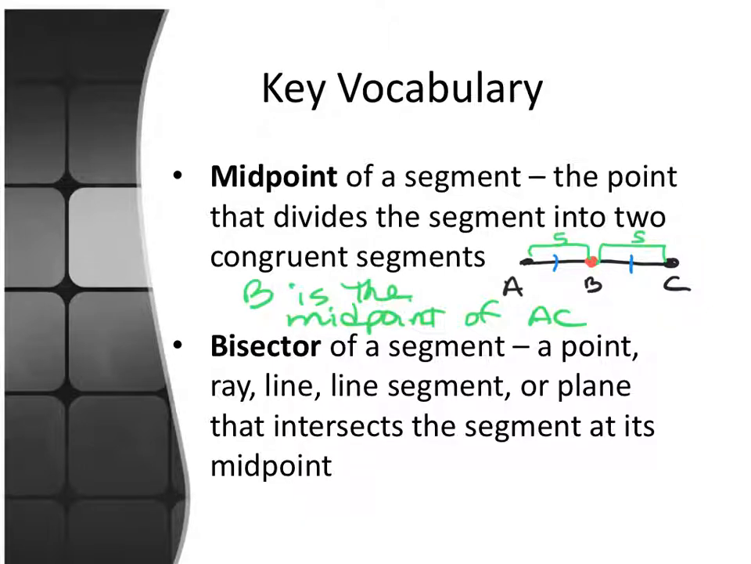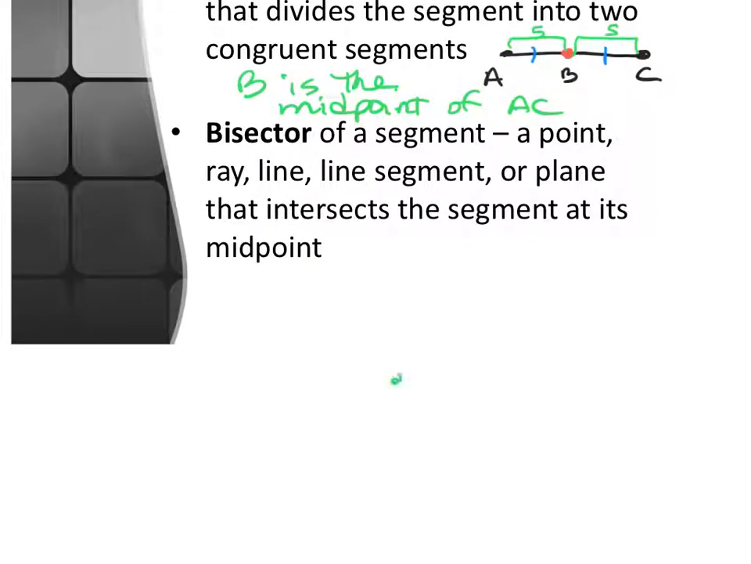Now, a bisector, let's say we have our line segment. It could be a line that goes through it, and again, you'd have the tick marks. It could be a ray that's going to bisect it. Could be a plane. And in the case above, it could be a point. Anything that's going to divide that segment into 2 congruent segments is a bisector. So it splits it into 2 congruent parts.